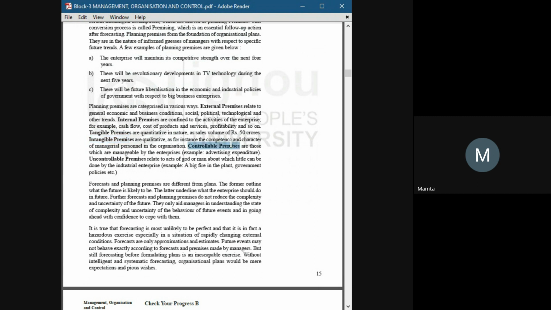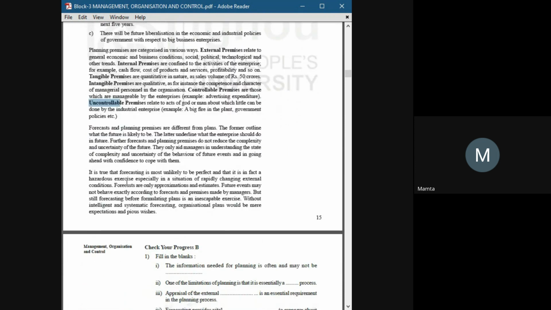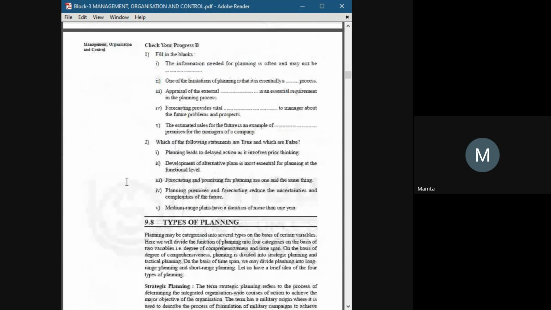Now, controllable premises are those which are manageable by the enterprises, like we can manage the advertisement expenditure of our organization. Uncontrollable premises: we cannot manage a big fire in our plant, an earthquake, or the government policies. So these are some things which are uncontrollable by the manager. So that's what forecasting is.